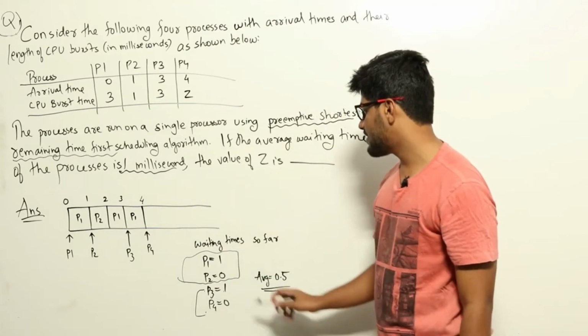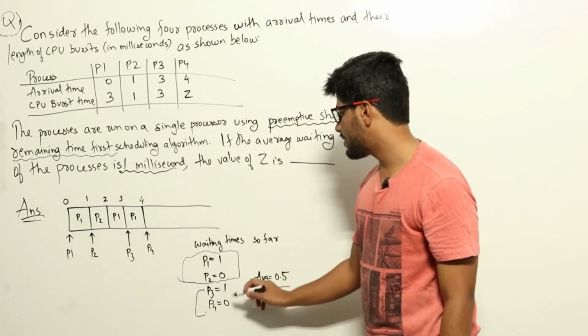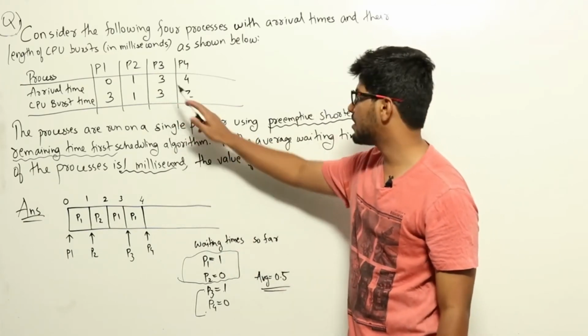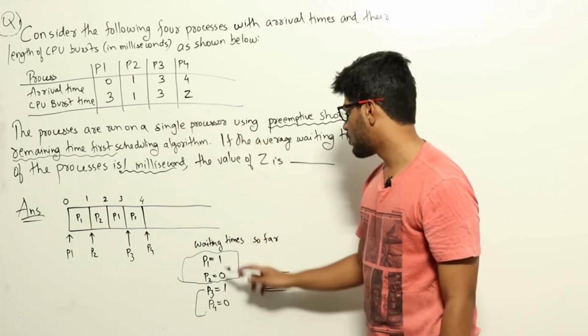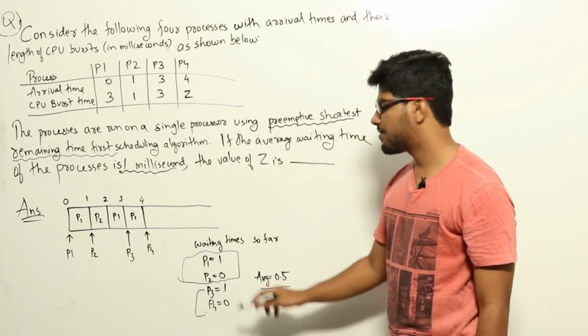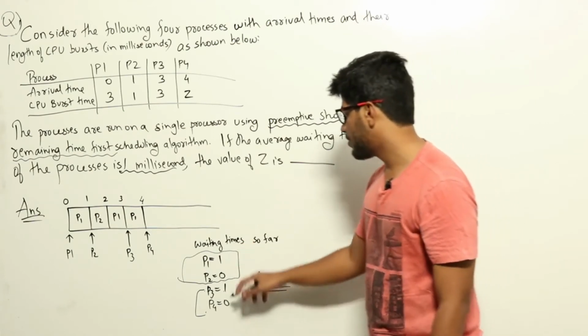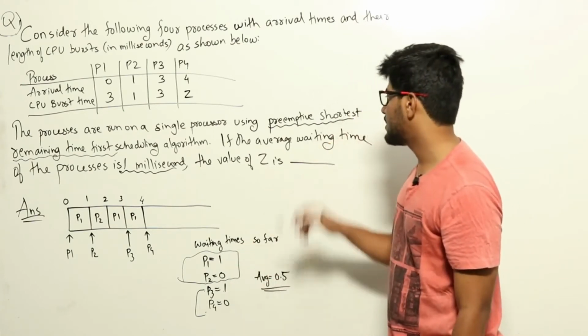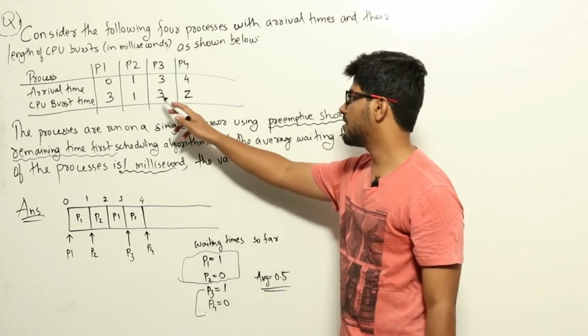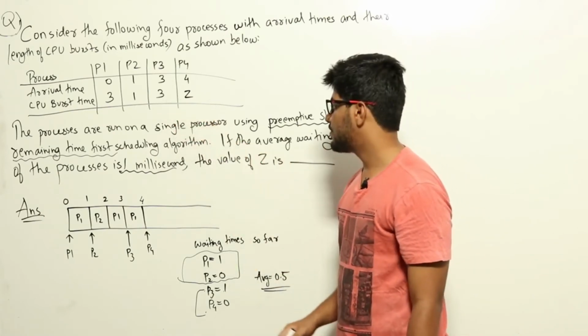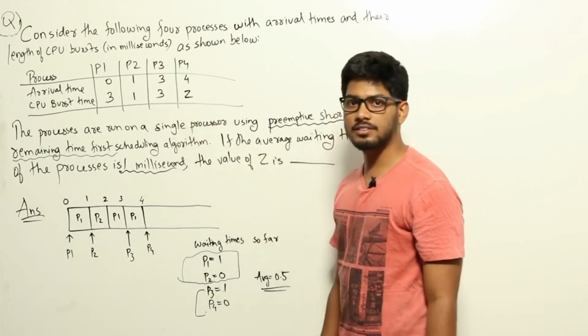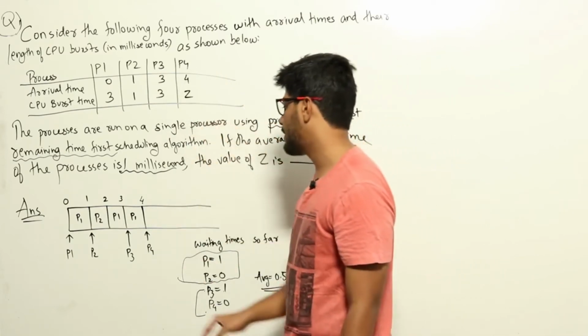If that happens, then the total wait time would be 1 + 1 + 3, added because while P3 was running, P4 was waiting. So the total will be (1 + 1 + 3) / 4, that is 5/4 = 1.25, which is greater than 1 in the question. So if P3 runs immediately, then the average waiting time will be greater than or equal to 1 millisecond, which means P4 has to run immediately.